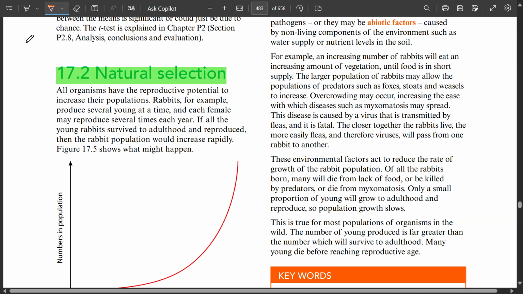Then what is artificial selection? Can you tell me? Humans are involved with the process. Humans are involved in the process, exactly.